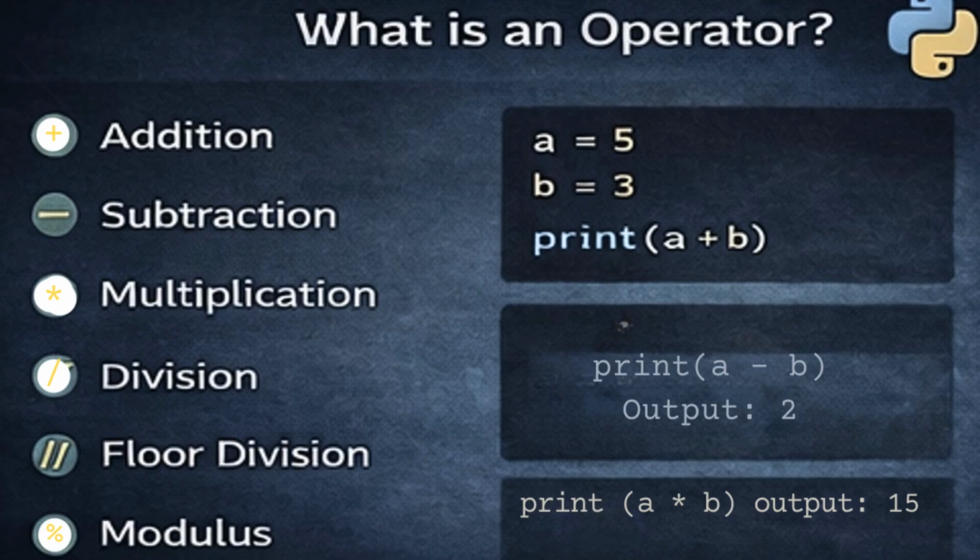Arithmetic operators perform mathematical calculations. Plus for addition, minus for subtraction, star for multiplication, slash for division, double slash for floor division, percent for modulus, double star for power. Let's see examples.